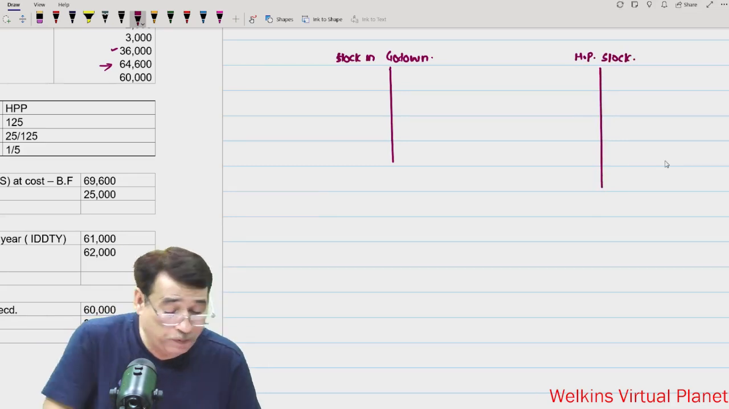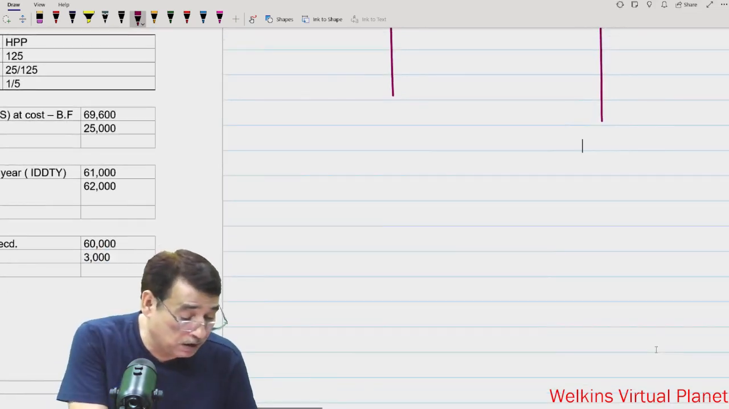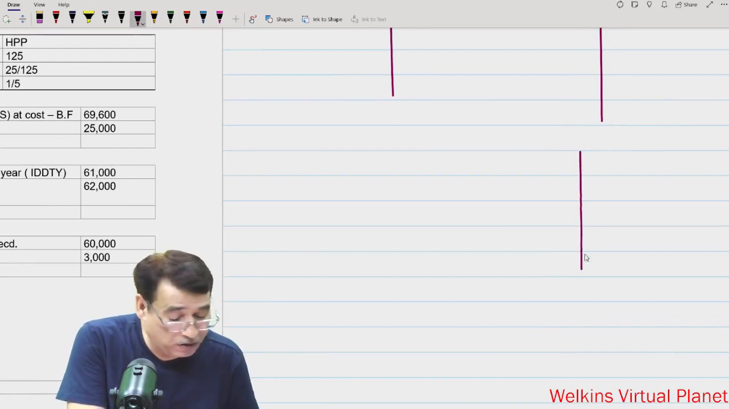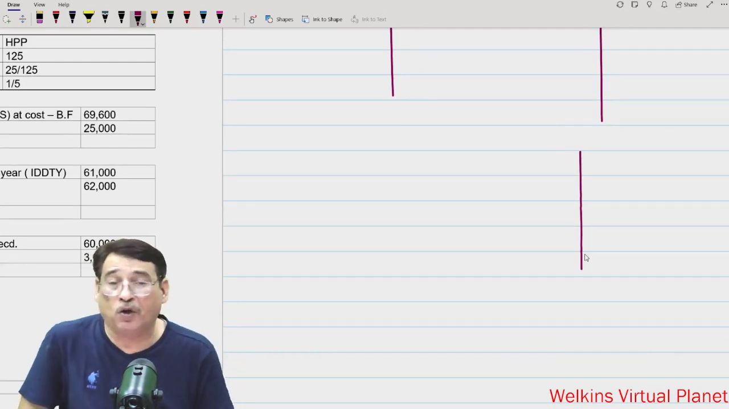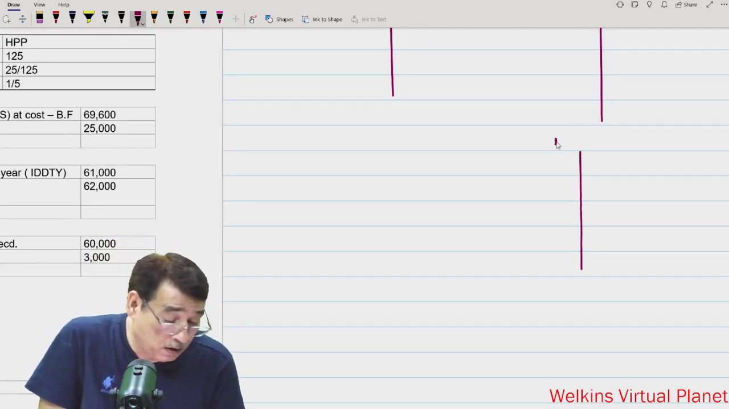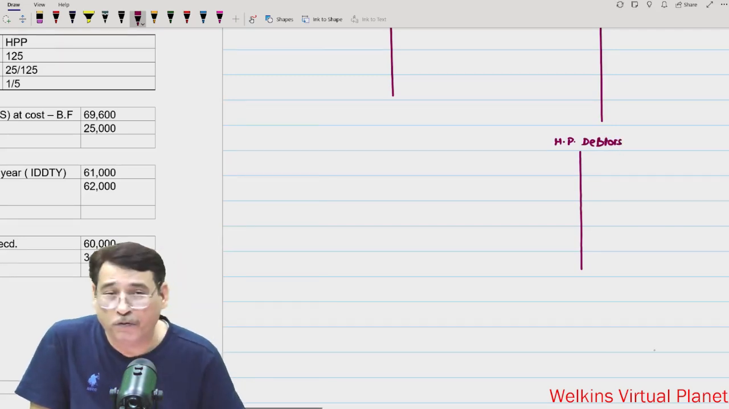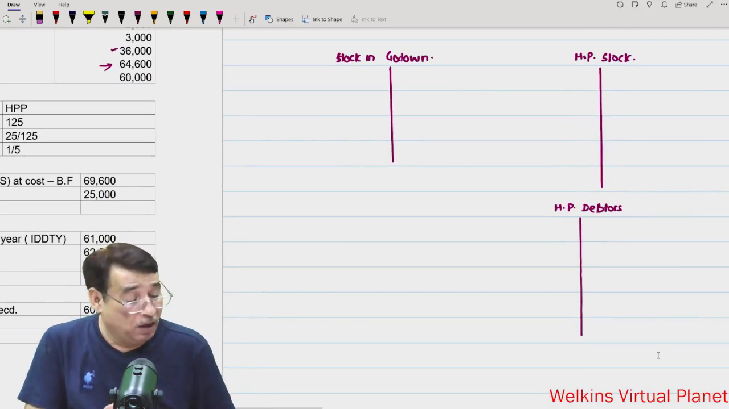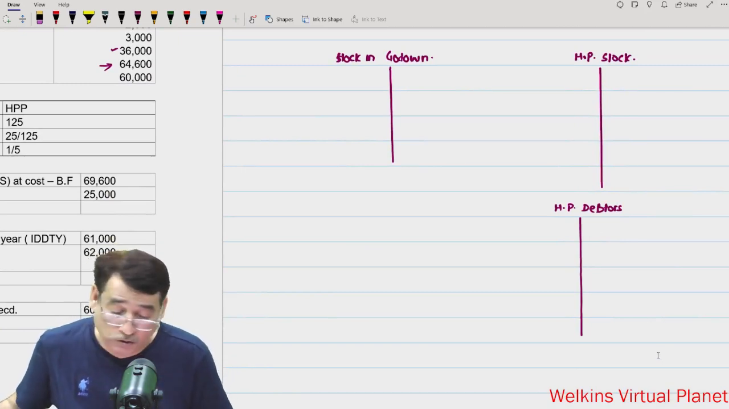And then I will prepare the higher purchase debtors account. A higher purchase debtors account is also known as installment due account. This is your higher purchase debtors account. It is also known as installment due account or overdue account. Installment due, overdue, you consider them as the same wordings. Now let's first of all look into the question.